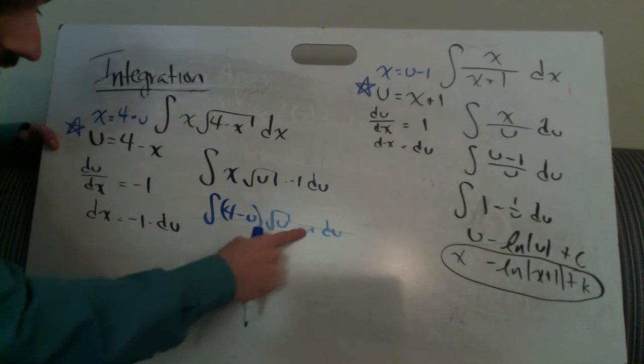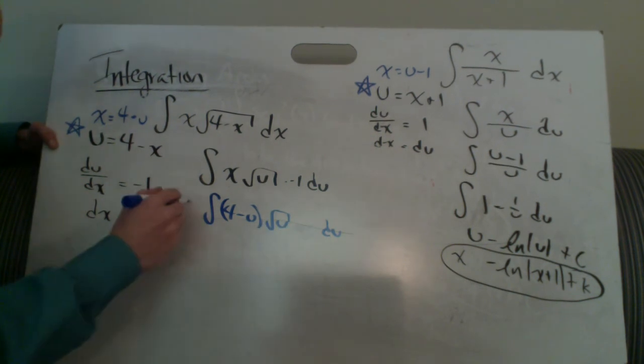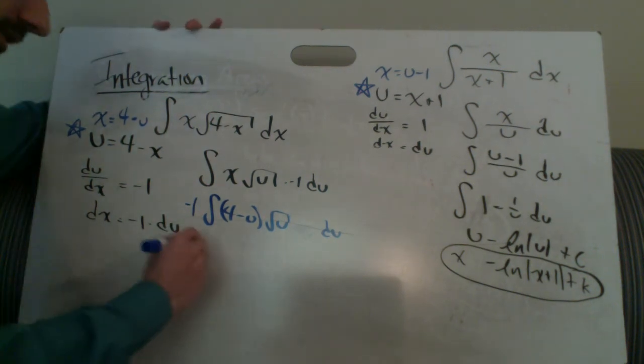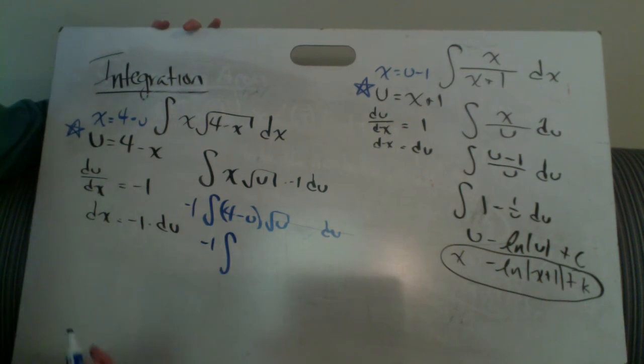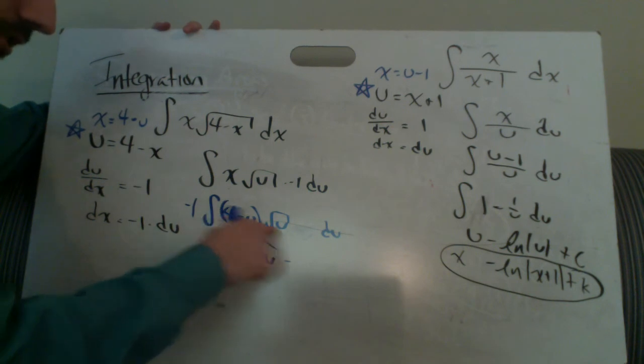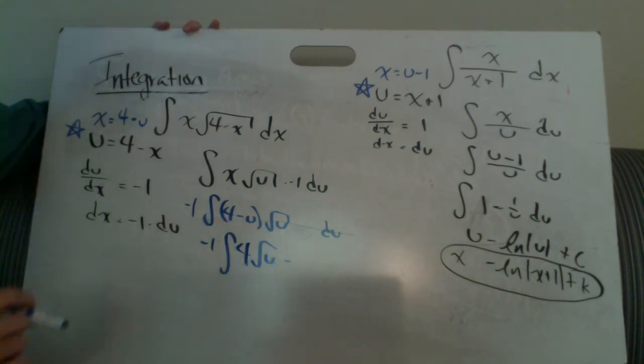I'll just pull the negative 1 out in front like I can do with any constant. And you might now be thinking to yourself, I still can't integrate this. It's a product. And you're totally right. We can't integrate it when it's written as a product. But we can do something really cool. We can just use some algebra and simplify it. This is a product, so I'm just going to distribute. This becomes 4 square root u minus u square root u.